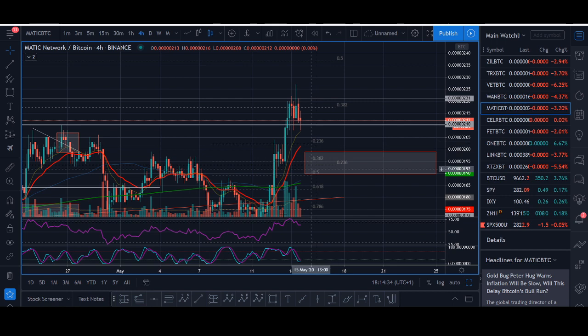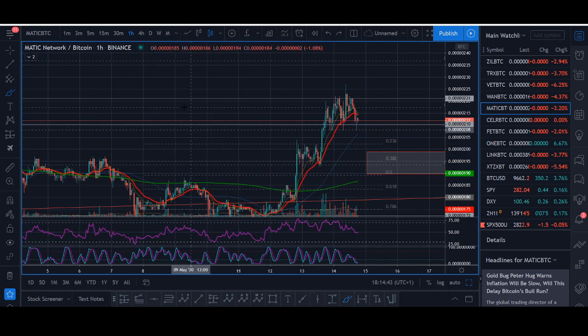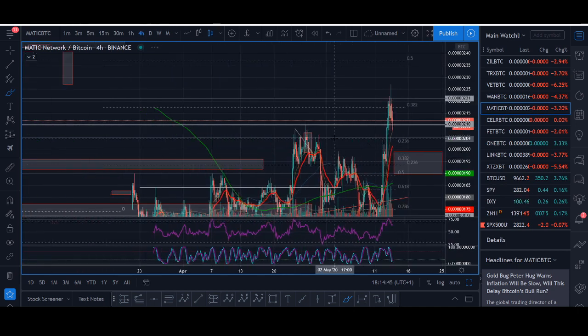But if Matic spikes like this, that's fine. But if we close below here and can't get back above, then I'll probably exit off my second half of my position for Matic.